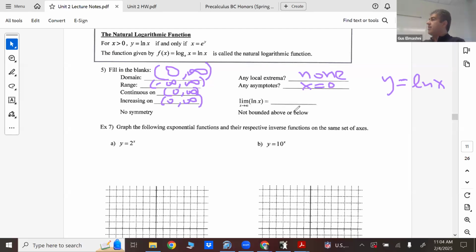You can't log negative numbers. Remember, x equals e to the y. I can't raise e to some power and make it negative. E is a positive number. It's just impossible. If x approaches infinity, same thing, it approaches infinity. There's no bound. There's no ceiling, there's no floor. It goes up slowly, but it still goes up forever. Obviously, it goes down very quickly.